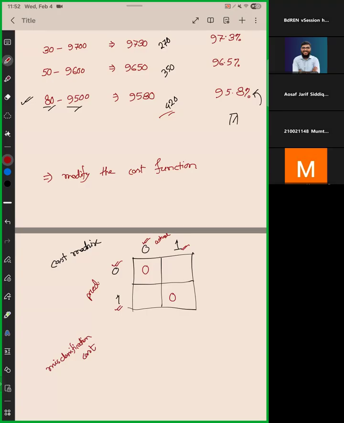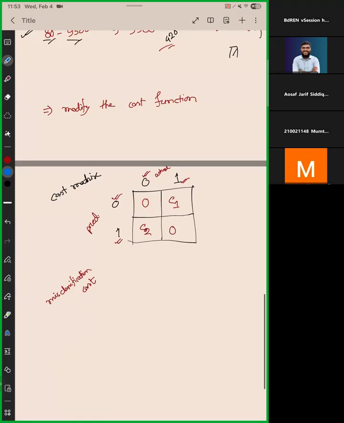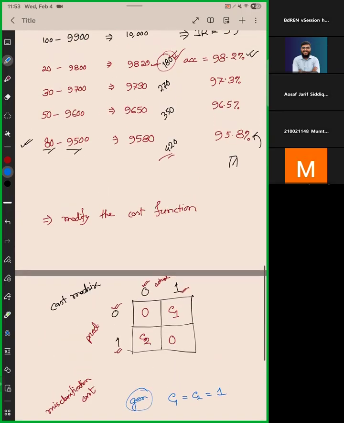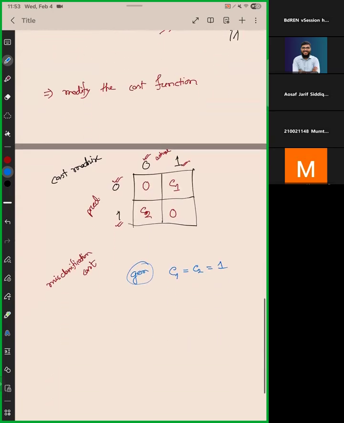Now actual value is 1, predicted as 0. So this one should have some misclassification cost. Actual 0 predicted as 1, this one should also have a misclassification cost, C1 and C2. So these two are where we have the misclassifications. Now in the usual scenario, C1 equals C2 equals 1. This is the general scenario. That is the misclassification cost, the total number of misclassifications. However many errors there are, that many misclassifications.